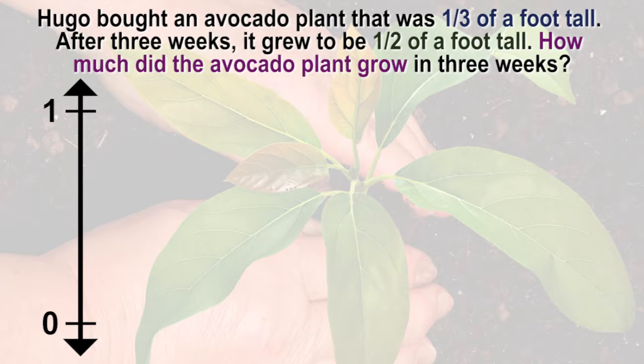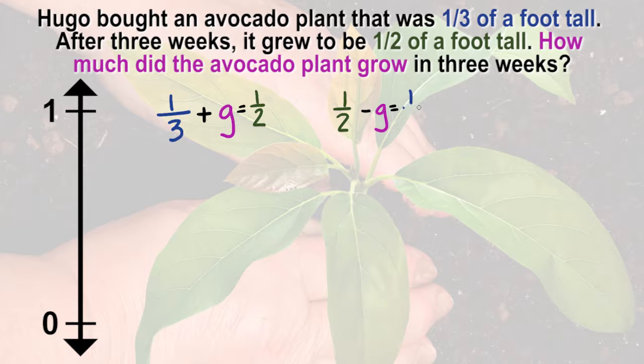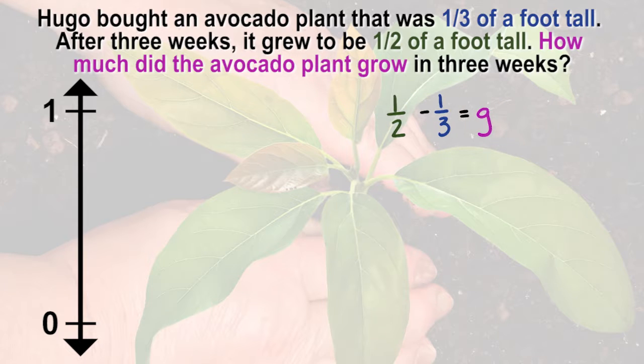There are a few equations to represent this problem situation. One equation would be 1/3 foot plus g, amount of growth, equals 1/2 foot. Another way to solve this problem would be 1/2 foot total height minus g, amount of growth, equals the 1/3 initial height. And one more way to solve the problem would be the 1/2 total height minus the 1/3 initial height equals g, the amount of growth. Let's use the last equation to solve for the growth.